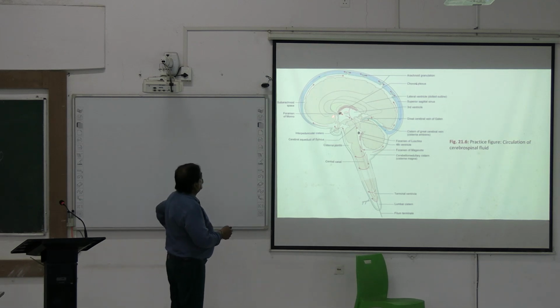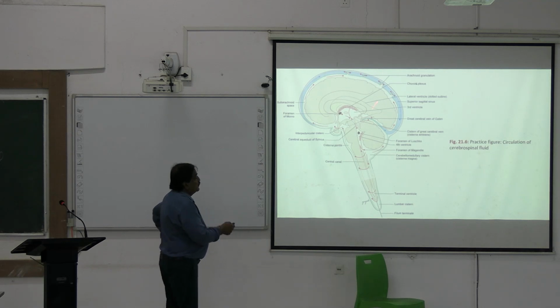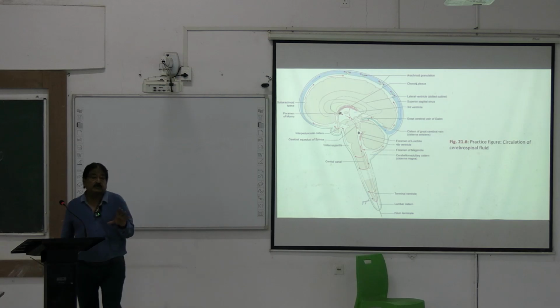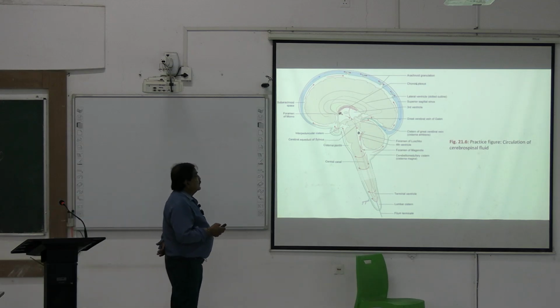See, this is the foramen of Monro. This is the foramen of Luschka, the interpeduncular cistern. This is the cerebral aqueduct of Sylvius. This is the foramen of Monro, and see the arrows. Look, practice the figure of circulation of cerebrospinal fluid. You must know this. It can be a long question also, on CSF and the circulation of cerebrospinal fluid.